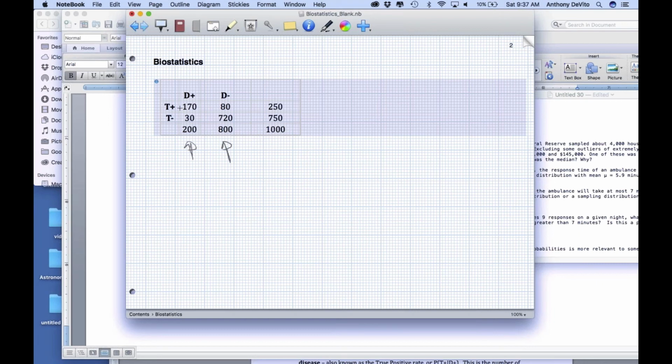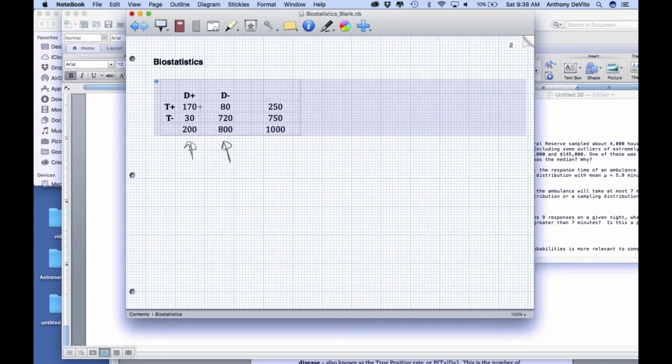When they were tested, 170 tested positive that had the disease, 30 tested negative that had the disease. Among people that didn't have the disease, 80 of them tested positive anyway, which was wrong. Of course, just like testing negative if you do have the disease is wrong. And 720 correctly tested negative. Okay, so for a total of 250 people testing positive and 750 people testing negative. Of course, these sums include people that tested incorrectly. 250 people, only 170 of them really had the disease. And 750 people testing negative, well, 30 of them had the disease.